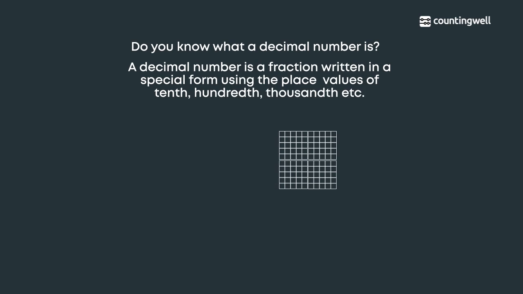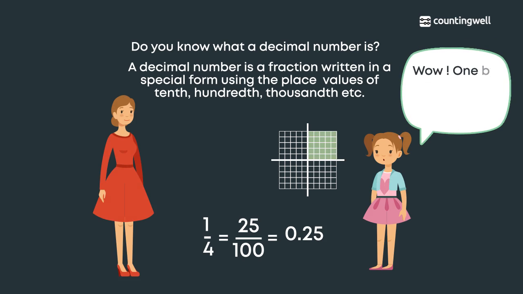Look at the 10 by 10 grid. There are 100 squares in the grid. Let us divide the grid into 4 parts. Each part represents 1/4. Each part has 25 squares. Hence, the fraction 1/4 can be expressed as 25 by 100 or the decimal 0.25, where the digit 0 is in the ones place, 2 is in the tenths place, and 5 is in the hundredths place. Wow, 1/4 and 0.25 represent the same quantity.